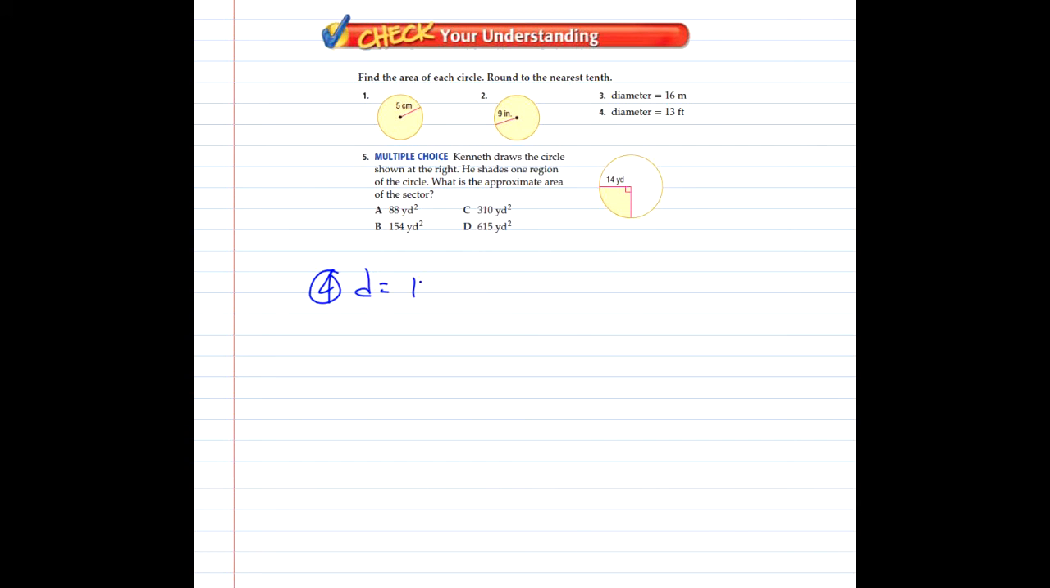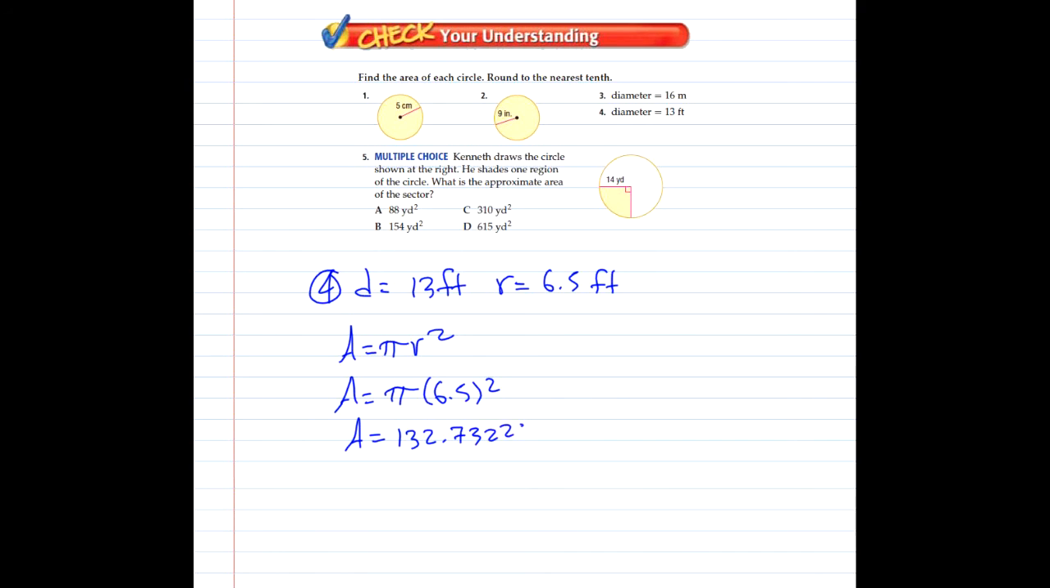Number 4. I have a diameter of 13 feet. Means my radius is 6.5 feet, half of that. Area equals pi r squared. Area equals pi times 6.5 squared. Area equals 132.7322896. Blah, blah, blah. 132.7. In this case, I believe it's feet squared.